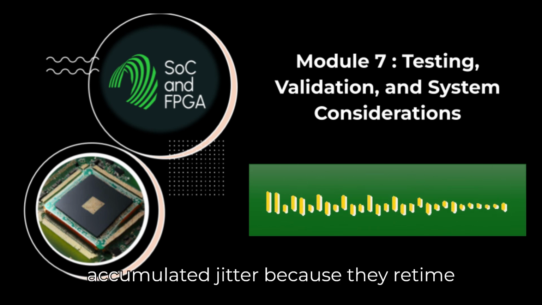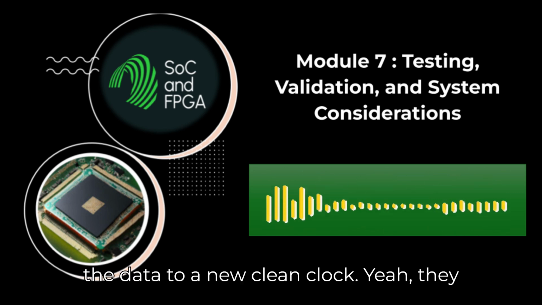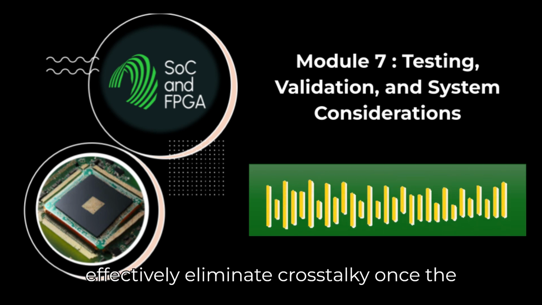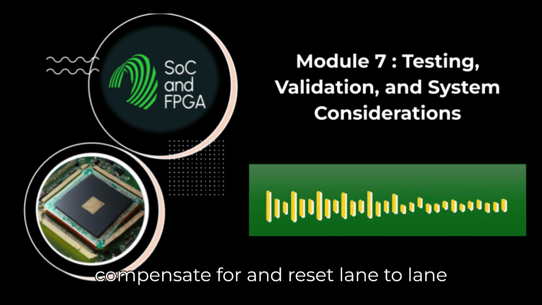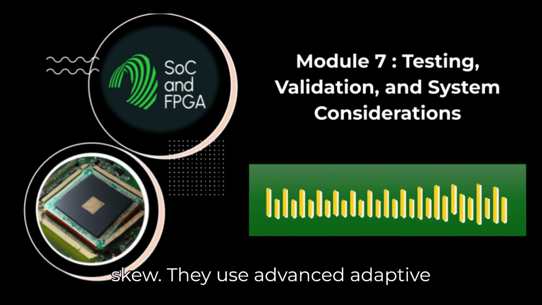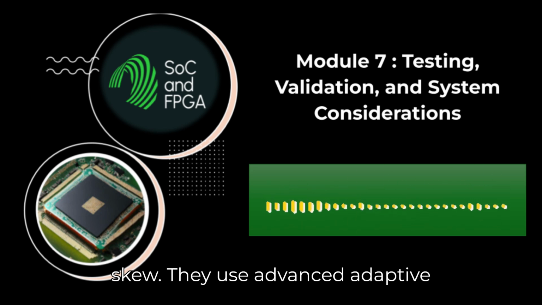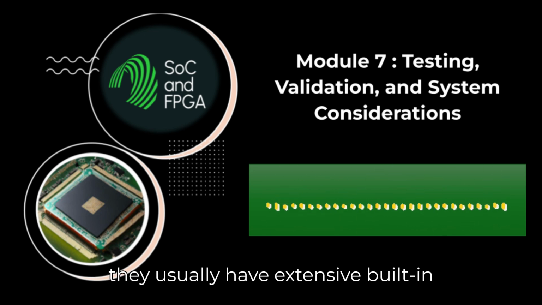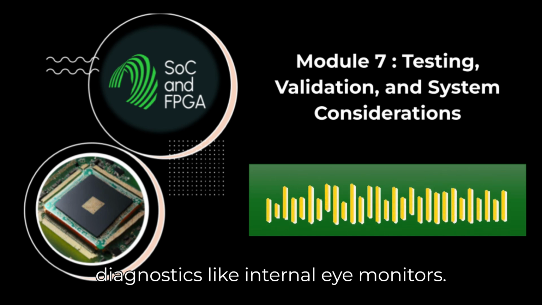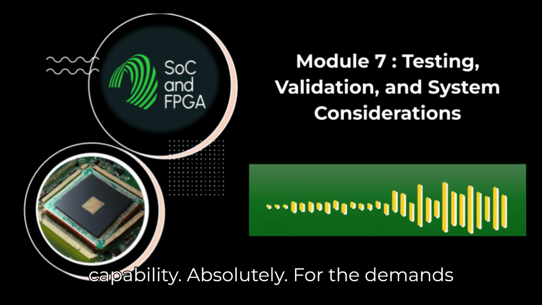They eliminate all the accumulated jitter because they retime the data to a new clean clock. They effectively eliminate crosstalk once the data is sampled internally. They compensate for and reset lane-to-lane skew. They use advanced adaptive equalization, not just fixed boosts. And they usually have extensive built-in diagnostics like internal eye monitors. So, night and day difference in capability.